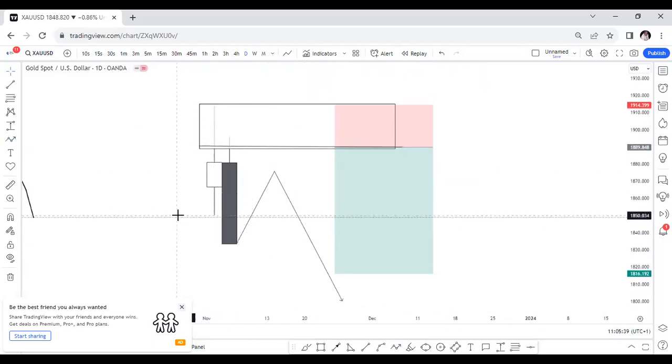So if you cannot curtail it, you leave it and look for the one that is more comfortable for you. It's not compulsory that you take all the trades.